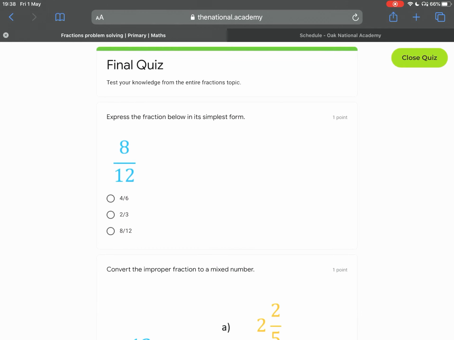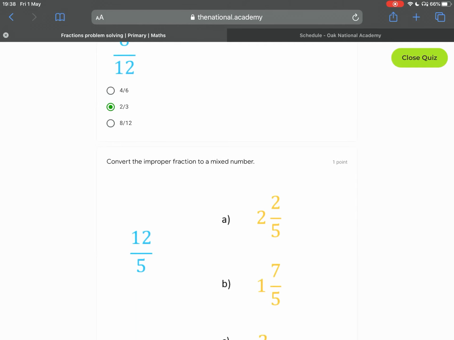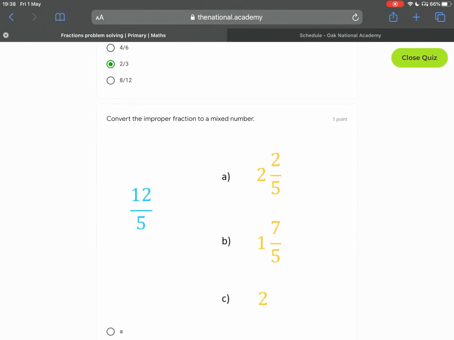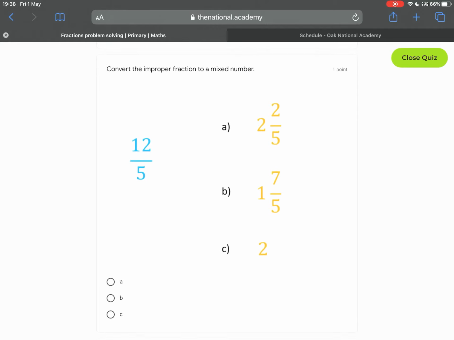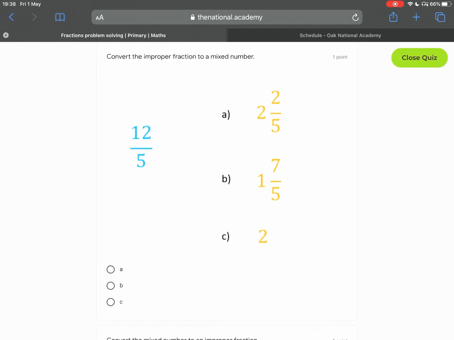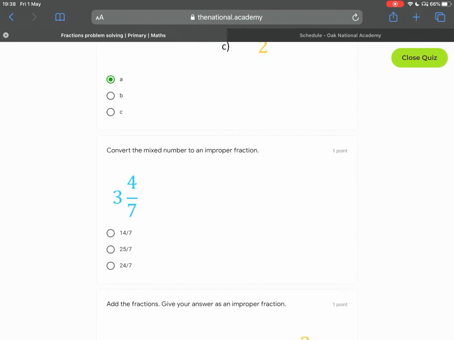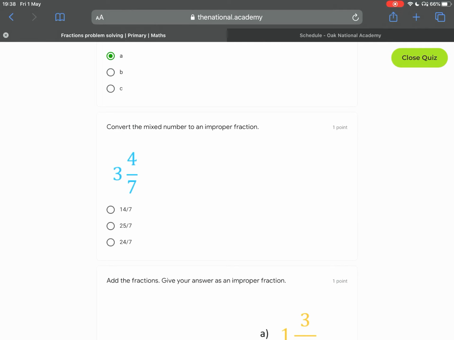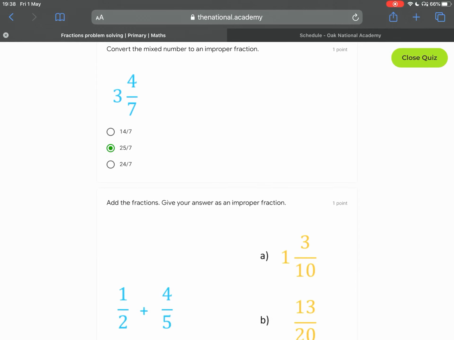So when you start the quiz, you're going to see: express the fraction below in its simplest form. You can see you can divide both of them by four, which would make 2/3. Convert the improper fraction to a mixed number. That would be 2 2/5, which is A. Convert the mixed number to an improper fraction. That would be 3 times 7 is 21. 21 add 4 would be 25/7.